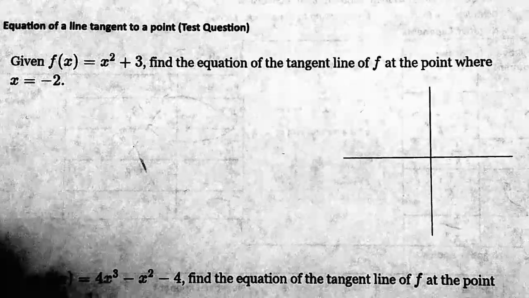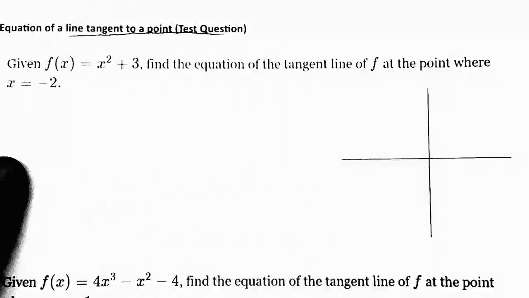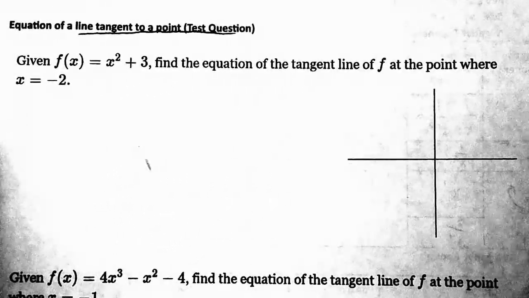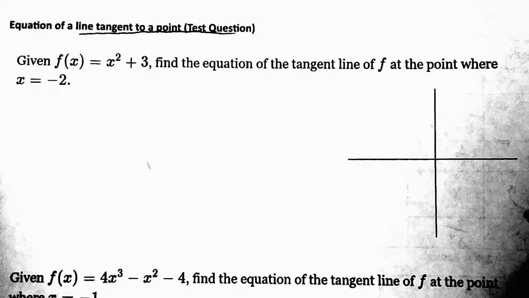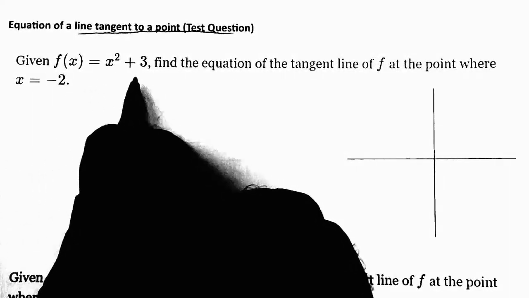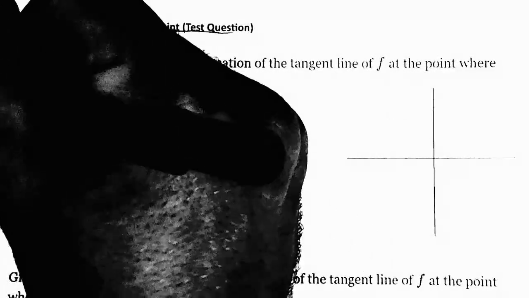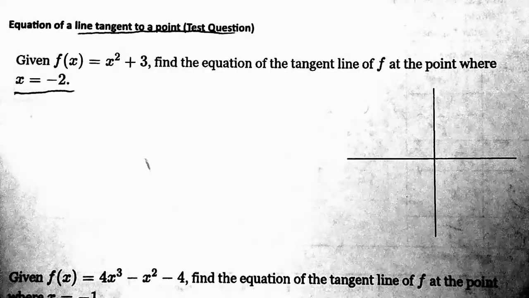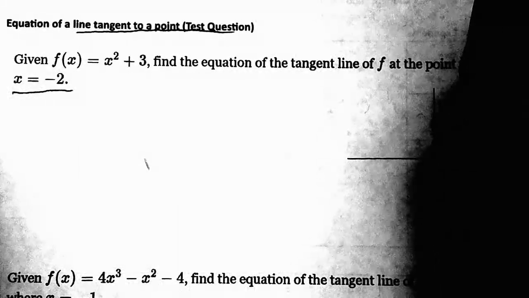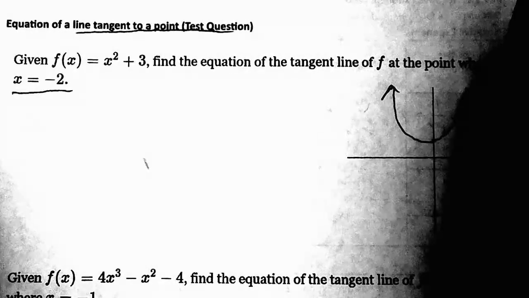Okay, this video is just explaining how to find the tangent line at a specific point given a function. So what we're looking for is a line that is tangent to this function at this specific point, x equals -2. So I'm going to draw out roughly what this looks like to the left. We have x squared plus 3, which is going to look something like this.